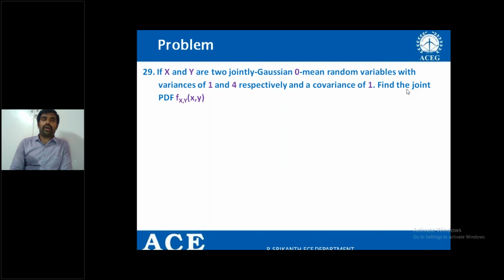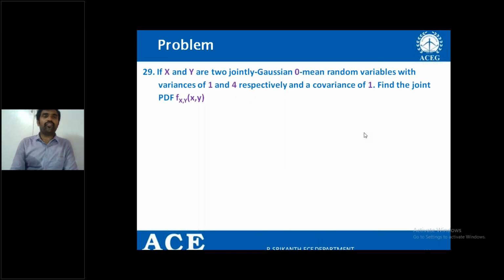If x and y are two jointly Gaussian zero-mean random variables with variances of 1 and 4 respectively and covariance of 1, find the joint PDF fx,y of x,y. Read again. X and y are two jointly Gaussian zero-mean random variables. What is the mean of random variable x? 0. What is the mean of random variable y? 0.